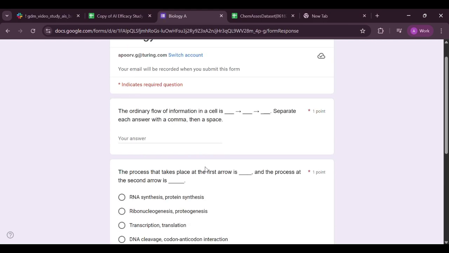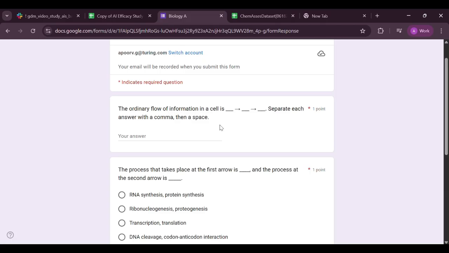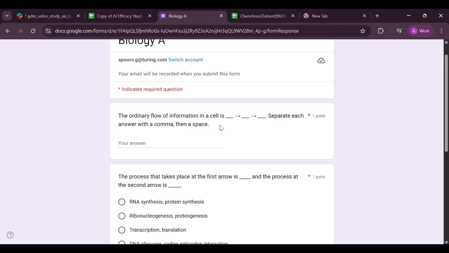Here the ordinary flow of information in a cell is the question. This was similar to the previous question on reverse transcription, which was RNA to DNA, which I marked wrong last time. But after studying the central dogma of biology, here it will be from DNA converting to RNA, which further gets converted to protein.